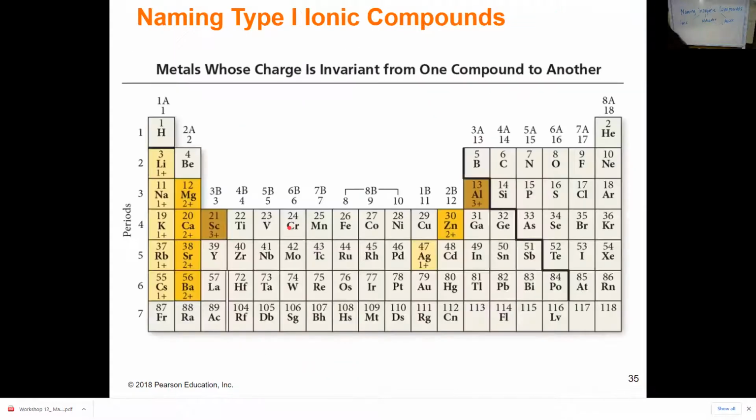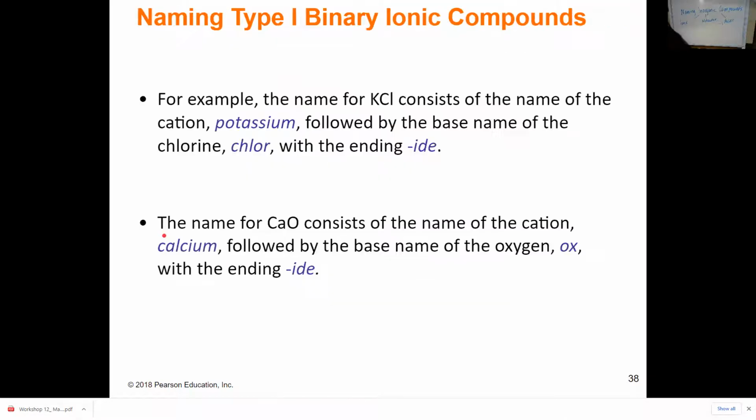If we go back to our chart, we have calcium here and we have potassium here. These are both type 1 metals. So potassium will always have a +1 charge. Calcium will always have a +2 charge. That means when we're naming both of these compounds, we do not need to include the charge in the name because the charge never changes.